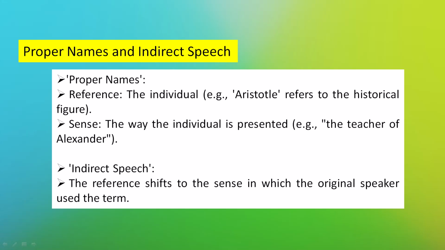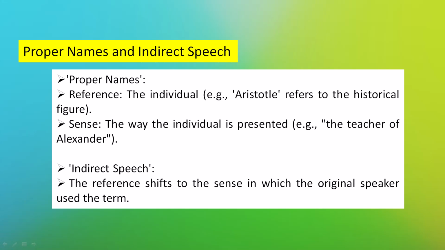The theory of sense and reference is equally applicable to proper names like Aristotle or Venus. According to Frege, the reference of a proper name is the actual individual it names. For example, Aristotle refers to the historical figure and Venus refers to the planet. The sense of a proper name is the way the individual is presented, which may involve description or historical information. The teacher of Alexander might be a sense of the name Aristotle: teacher of Alexander, student of Plato.